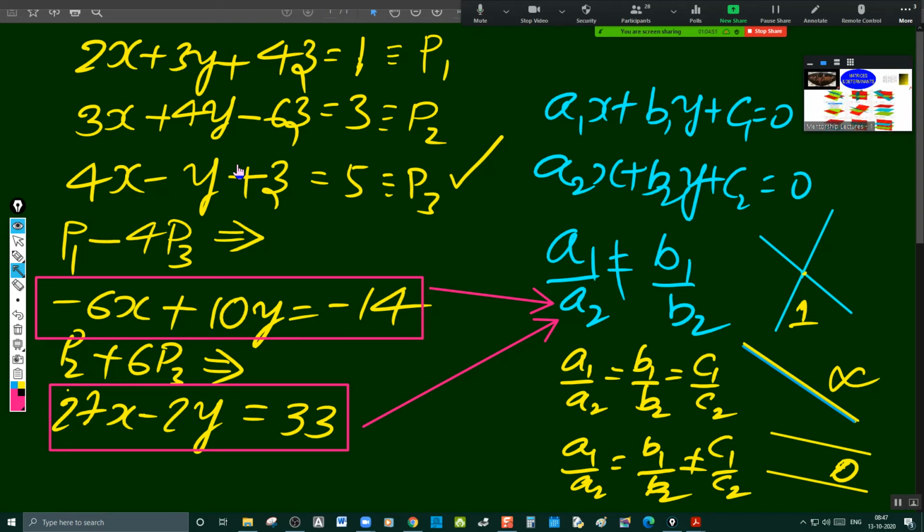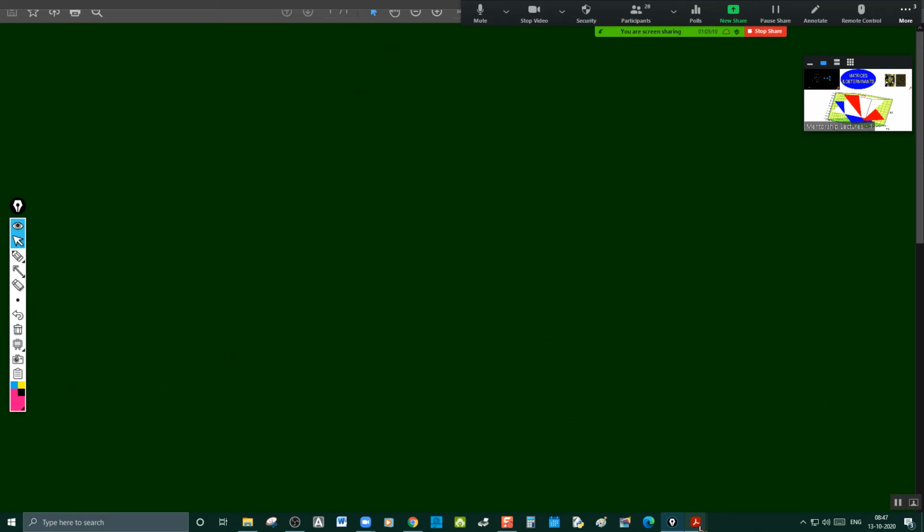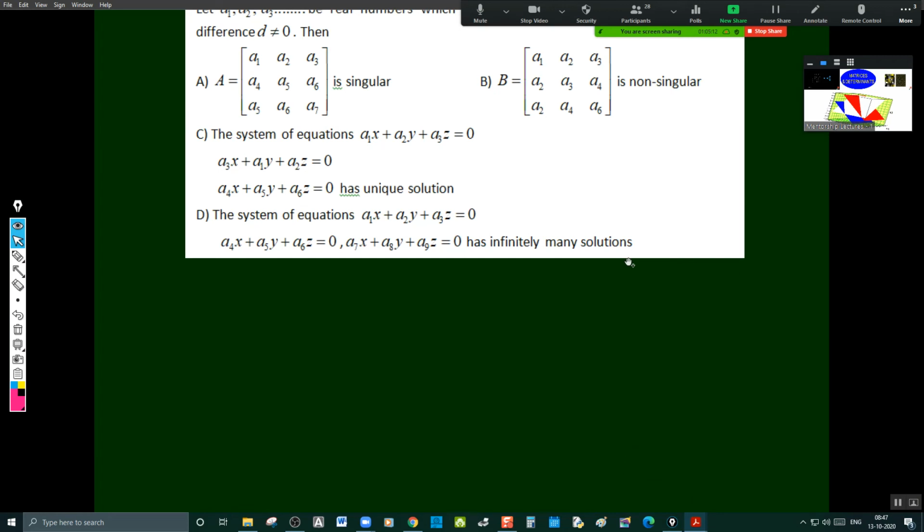Okay. So this is what we can say with regards to the system of linear equations. Any doubts here? No, sir. No doubt, sir. Now, let me move to the next question. Rachit?